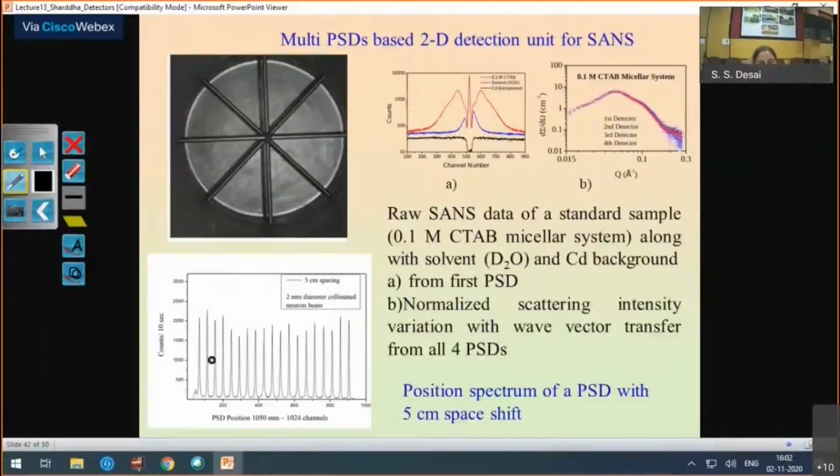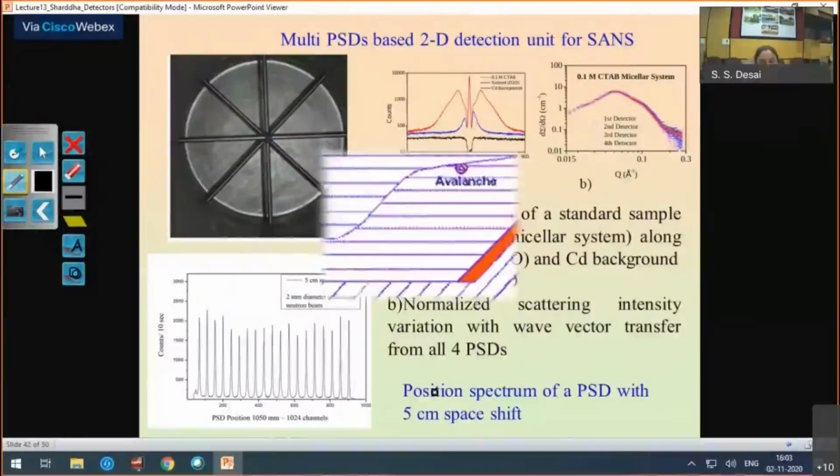And here you can see the similar uniformity spectrum collected with the 5 centimeter space. And the position resolution received in this detector is much better than even 4 millimeters. So that's the advantage.